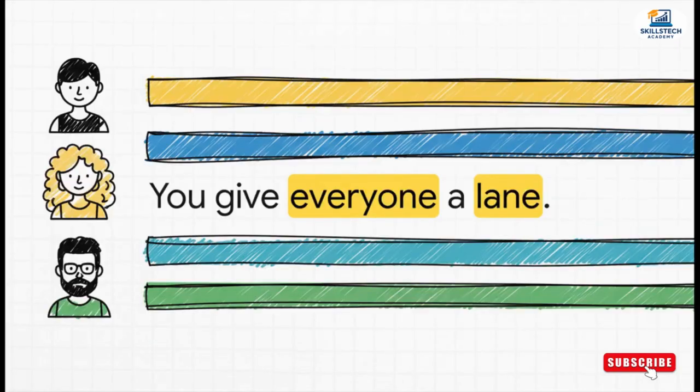Well, the answer is actually surprisingly simple. You give everyone a lane. That's it. This one core idea is exactly what makes a swim lane diagram such an incredibly powerful tool for literally anyone trying to bring clarity to a complex workflow.